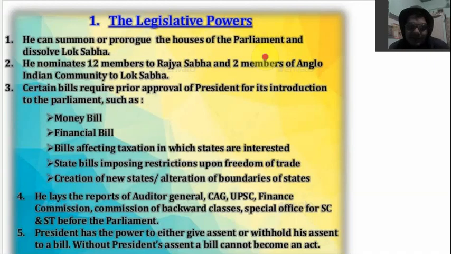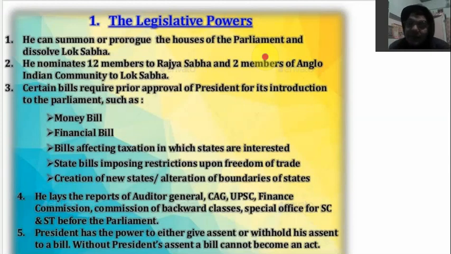Now the third is that certain bills require prior approval of the president for their introduction to the parliament. We will understand everything, how the parliament works in the class on parliament, how the bills are introduced, how there is debate, how is voting, how something becomes from a bill to an act. But today here you have to understand that certain bills, in order to be introduced, need to have this prior approval. Okay, they require prior approval. Even before they are presented in the parliament, the president has to approve them.